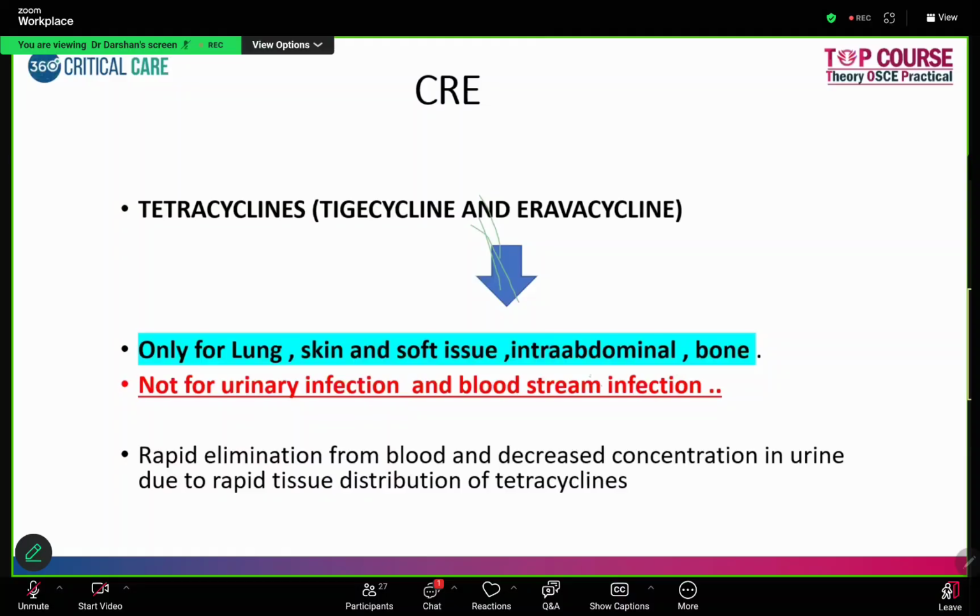Remember, this is a very important viva question. They will ask you, can I choose eravacycline? No. Can I choose tigecycline? No. If it is a UTI or a bloodstream infection, you cannot use tigecycline or eravacycline. Keep this in mind. That's the reason I have kept it as a separate slide. Please remember, the role of tetracyclines like tigecycline or eravacycline in CRE is only for pulmonary, skin and soft tissue, intra-abdominal and bone infections. It's a strict no-no for UTI and bloodstream infections.